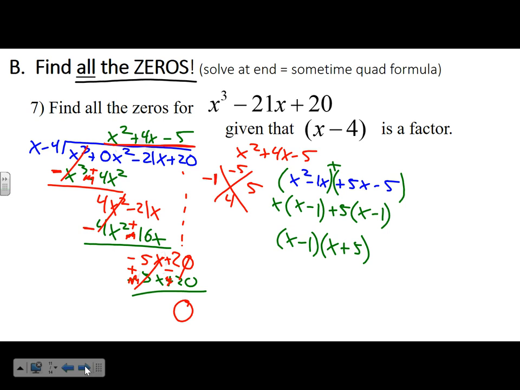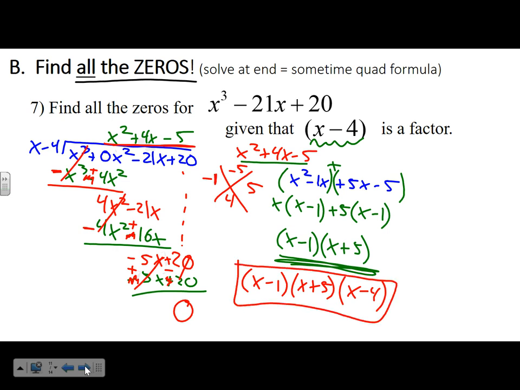So here's the thing. This factored out is this part. But that's not all the factors because we already said that x minus 4 is a factor up here. So if I wanted to list all the factors, if it said list all the factors rather than find the zeros, your answer would end up being x minus 1, x plus 5, and x minus 4. Don't forget about that very first x minus 4. So this would be if it says find all factors.